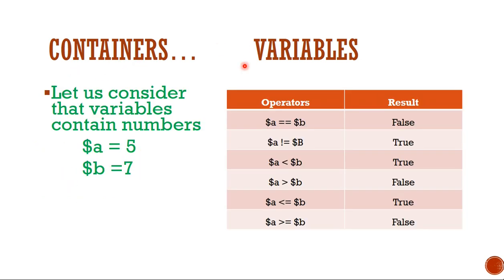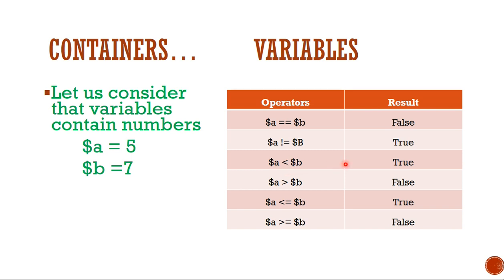Let us consider that variables contain numbers. So $A equals 5. These are the assignment statements. $A is assigned the value 5 and $B is assigned the value 7. Now the use of operators: $A equals $B is false, because 5 is not equal to 7. $A is not equal to $B, yes, it is true. 5 is not equal to 7.